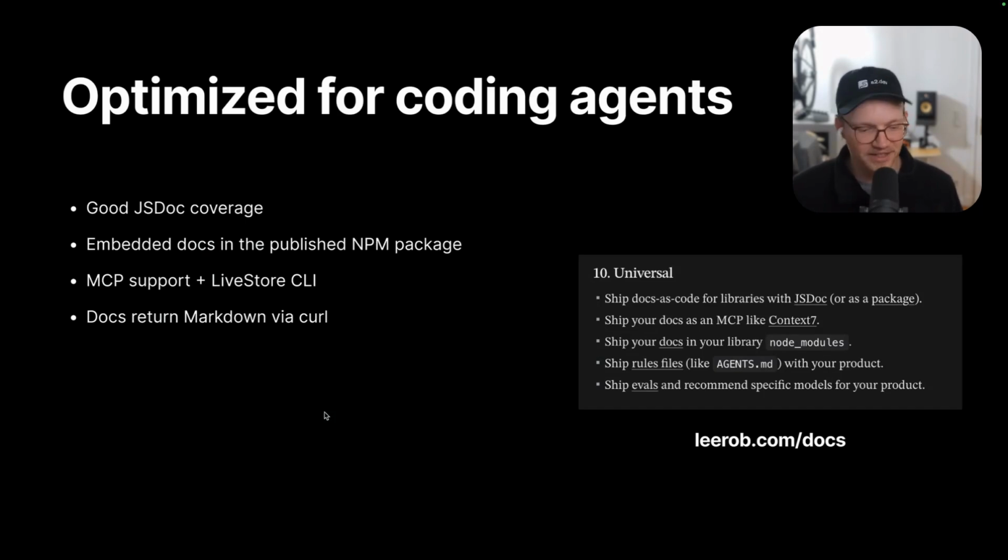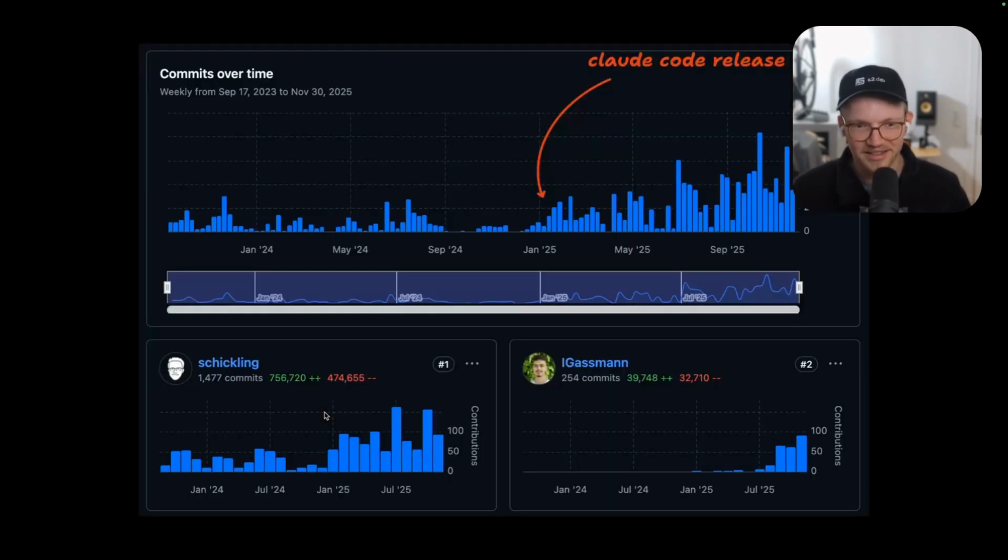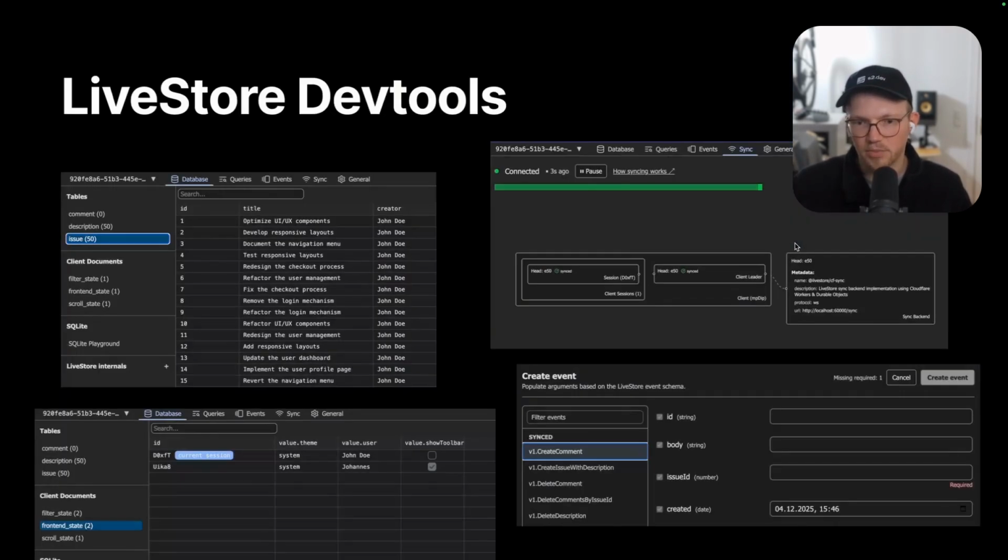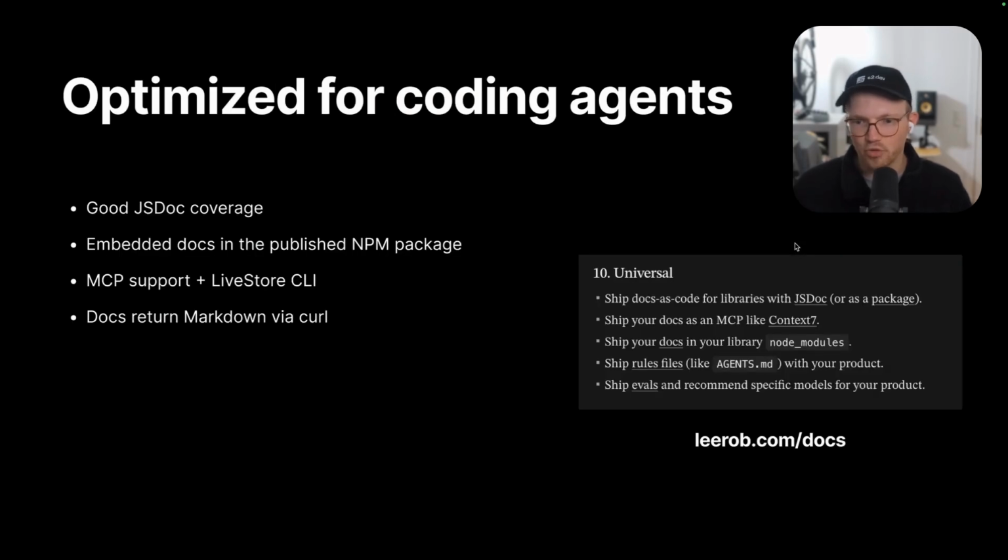This is something I've mentioned before in the slide here. What gave me this velocity is coding agents. And I think this should be even more pronounced when you're building apps with LiveStore. So it is really important to me that we actually improve the way coding agents can build with LiveStore.